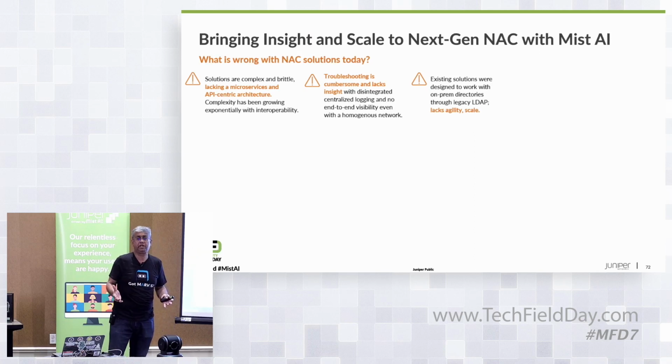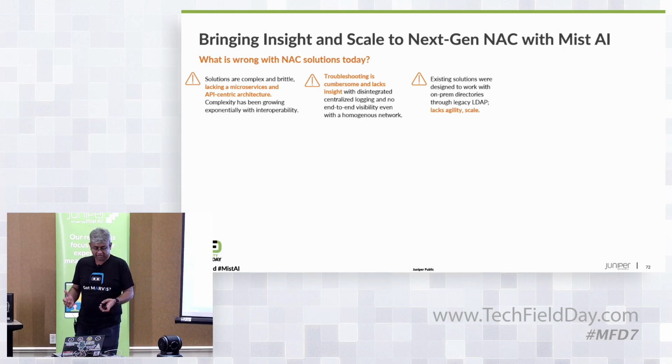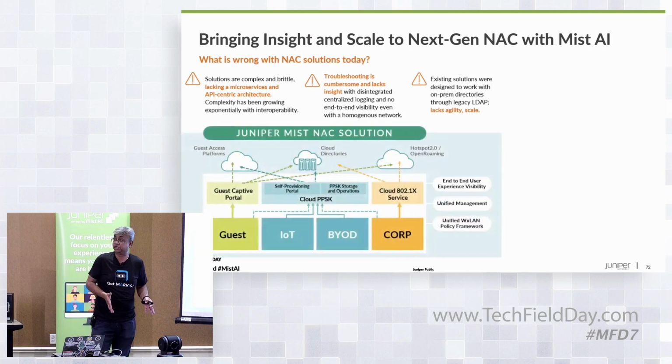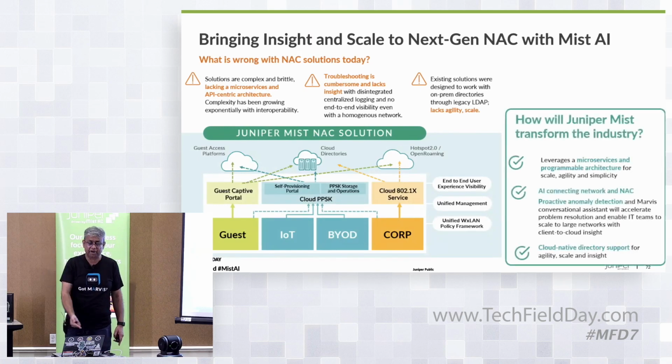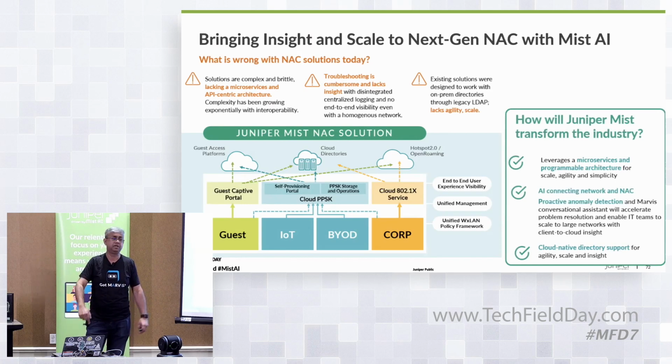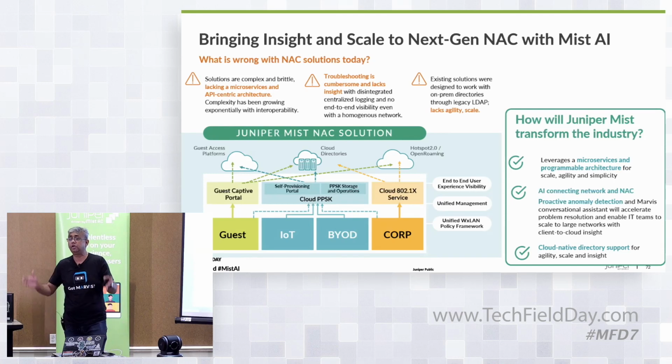And then last but not least, all the solutions are non-cloud native, non-cloud driven, so they lack the agility and scale. In the world of Mist, we've actually solved all these problems in the enterprise edge, right? So our aspiration is to bring the same microservices architecture and the AI-driven insights that we have done for network devices into the NAC RADIUS market, right?